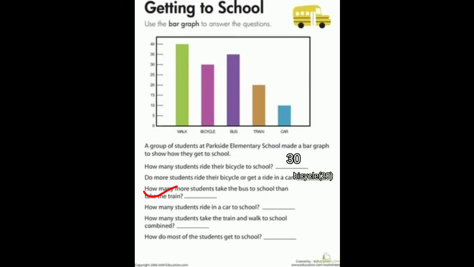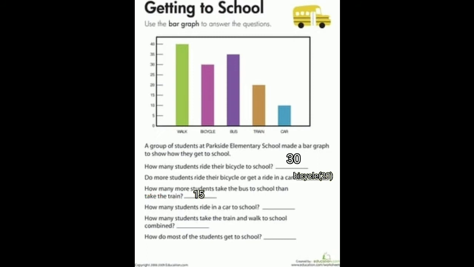We see here that the number of students coming by bus is more than the number of students coming by train by 35 minus 20, which is equal to 15. Hence, 15 more students come by bus rather than by train. Hence, our answer is 15.